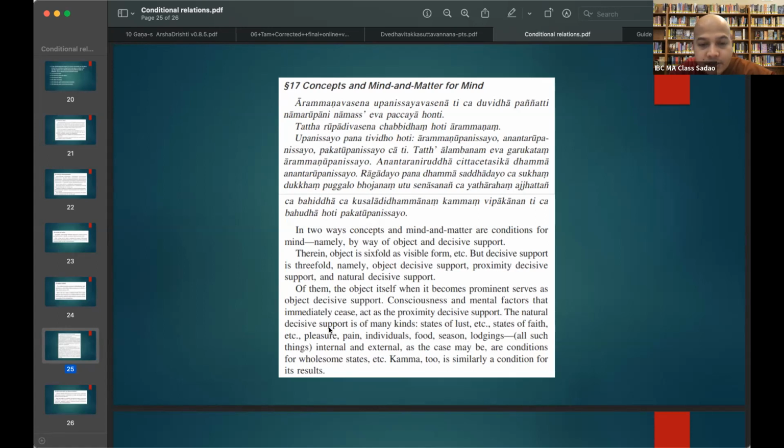And the natural decisive support is that you may have a certain kind of characteristics of your mind. You develop your mind in a certain way. So sometimes lust can prevail in your mind, sometimes faith, pleasure, pain, whatever it is. And accordingly, you interact with the object. So that is how your relationship with the object is built up, as conditions for wholesome states. It affects your karma, and so on.